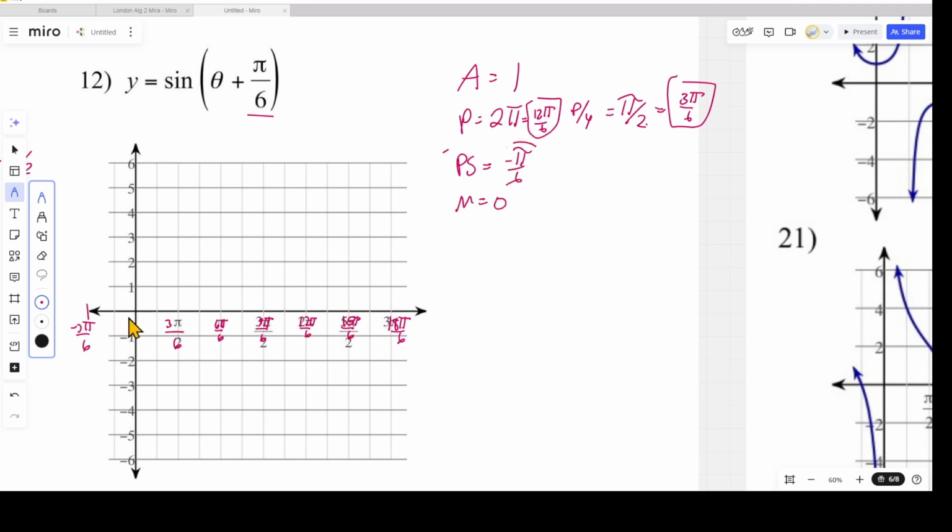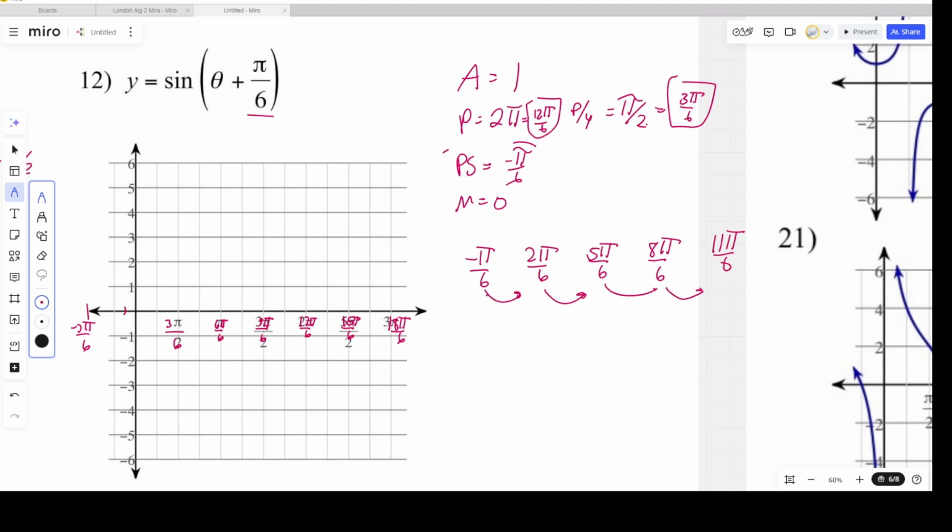Okay, I'm starting at negative pi over 6. That's my starting point. I'll add 3 pi over 6 to get my first quarter period. So negative 1 pi plus 3 pi is 2 pi. I'll add another 3 pi over 6, another quarter period, 5 pi over 6. Add another quarter period, 8 pi over 6. I don't need to add the last one, but 11 pi over 6.